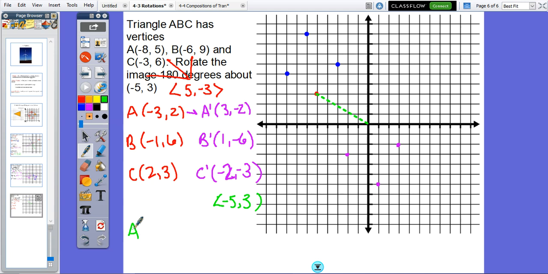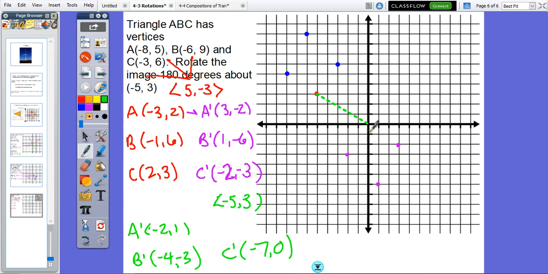So our final A prime, our true A prime, will be at negative 2, comma 1. Our new, proper B prime will be negative 4, negative 3. And our C prime, the proper one, will be negative 7, 0. So all of these got shifted up 5 and then over to the left 4. All right, let's see what that looks like right there.